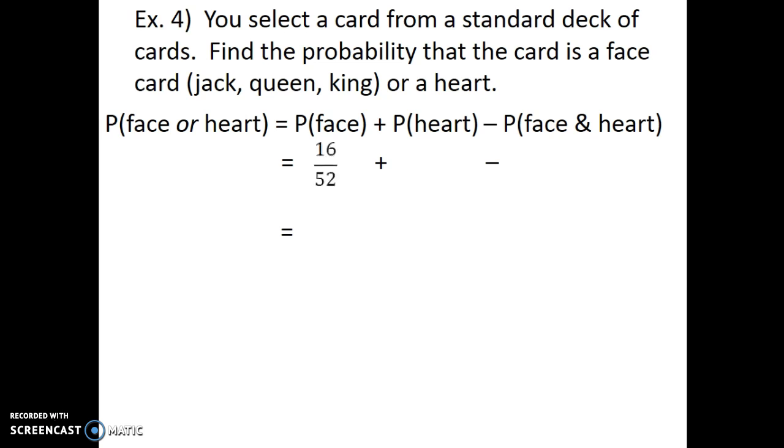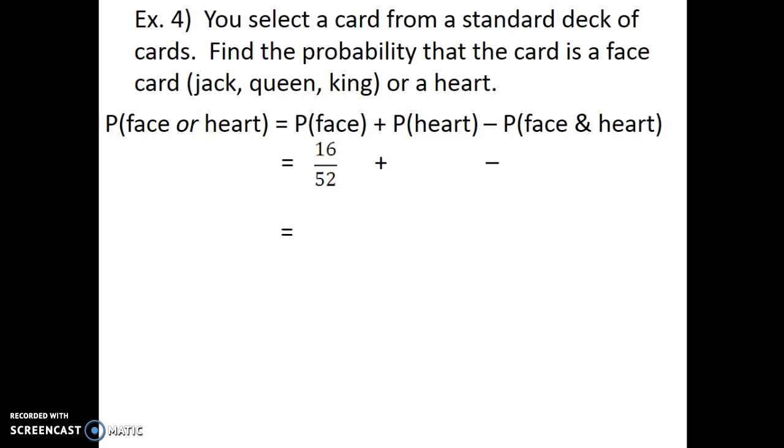Why do I have 16? Huh. That's a typo that I've never noticed. I've used this in previous years and I didn't notice that. Sorry about that, guys. That should say 12 out of 52. 4 jacks, 4 queens, 4 kings. So unless I'm not thinking properly this morning, that should be 12 out of 52.